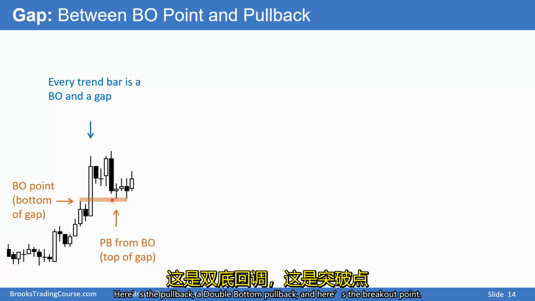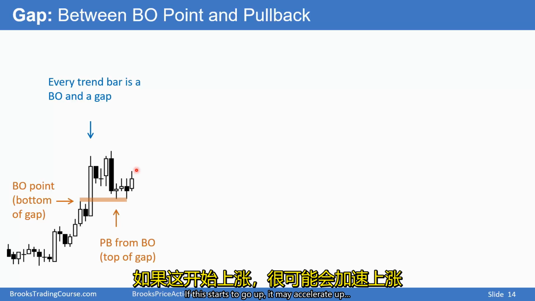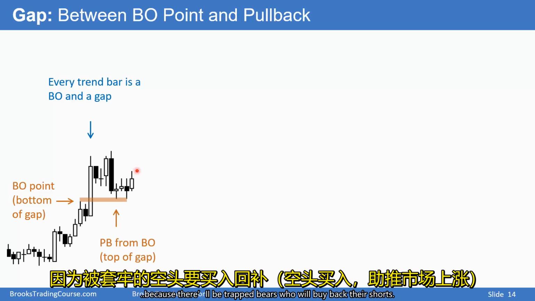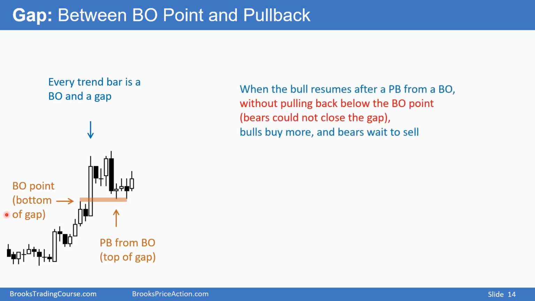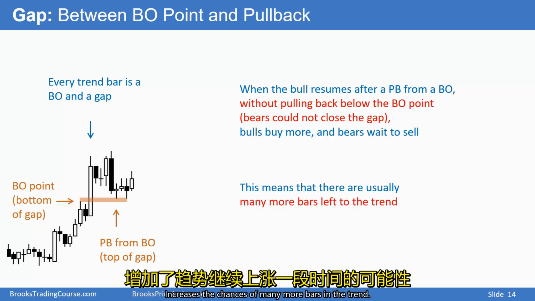Here's the pullback, a double bottom pullback, and here's the breakout point, and there's a gap. If this starts to go up, it may accelerate up because there will be trapped bears who will buy back their shorts. When you have an open gap after a breakout, it increases the chances of many more bars in the trend.